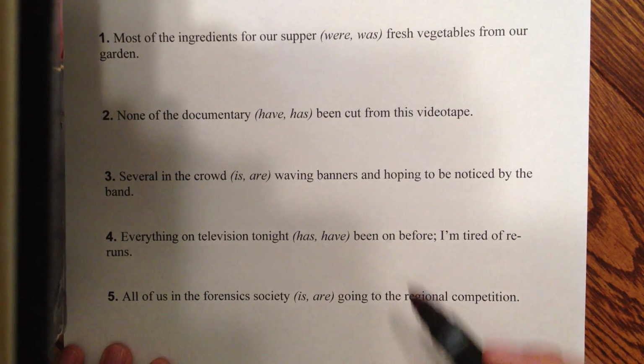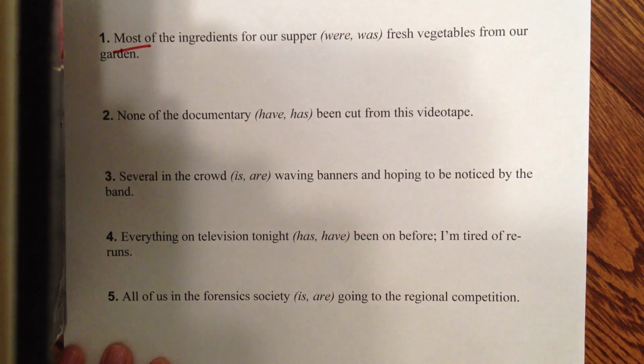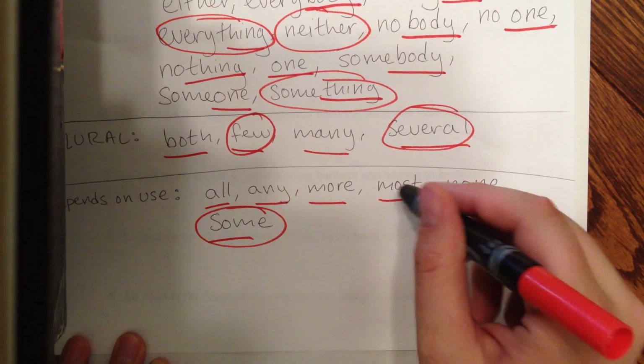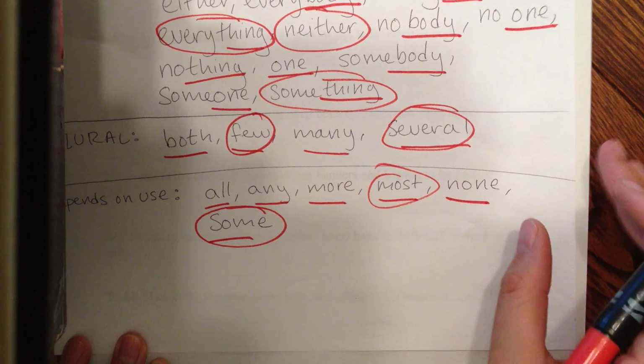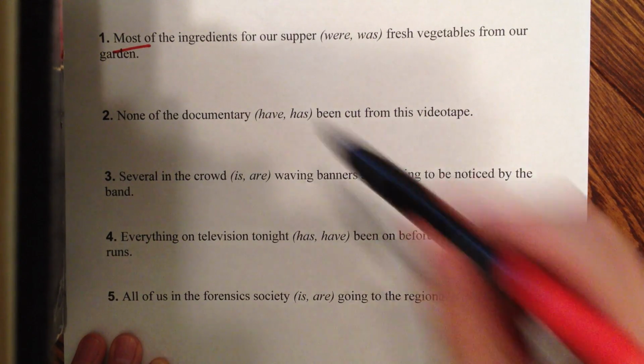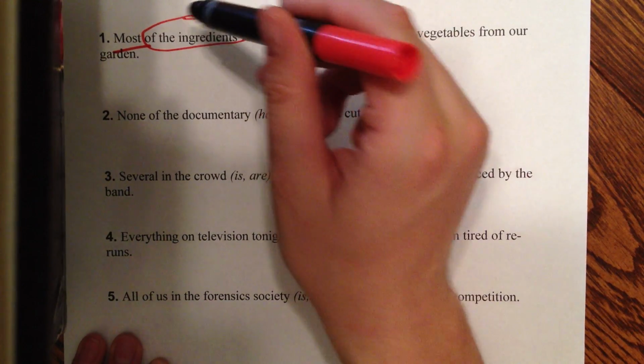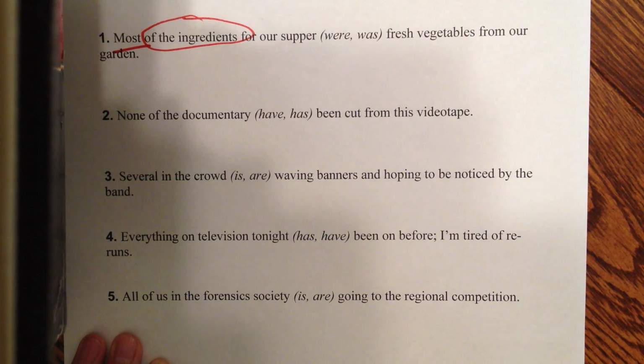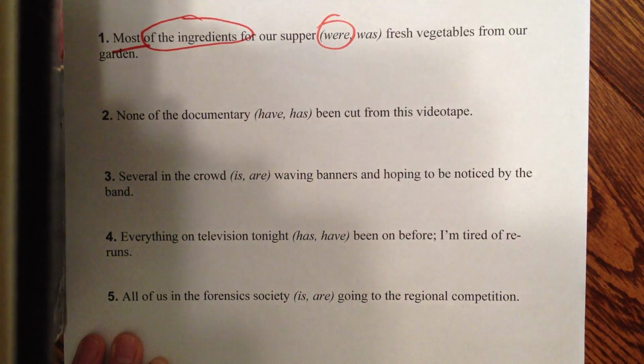So here we have the word most. Most is on the it depends list. Here it is. So now we have to look at the prepositional phrase. Most of the ingredients, that means that's plural, so no S. Most were.